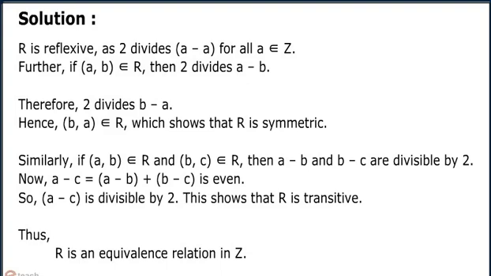Similarly, if (a, b) belongs to R and (b, c) belongs to R, then a minus b and b minus c are divisible by 2. Now, a minus c equals (a minus b) plus (b minus c) is even. So, a minus c is divisible by 2. This shows that R is transitive, thus R is an equivalence relation in Z.